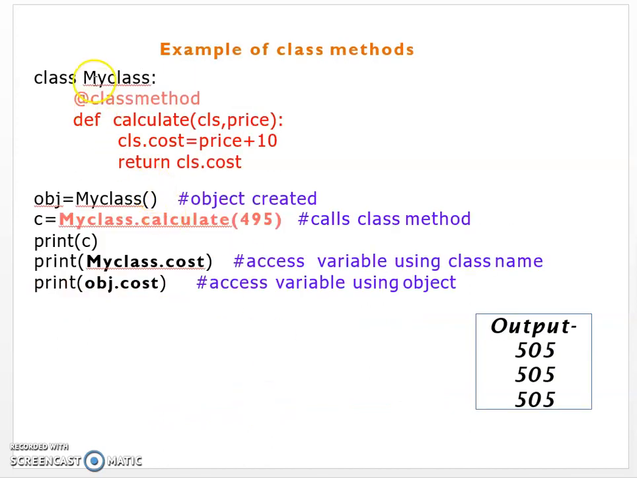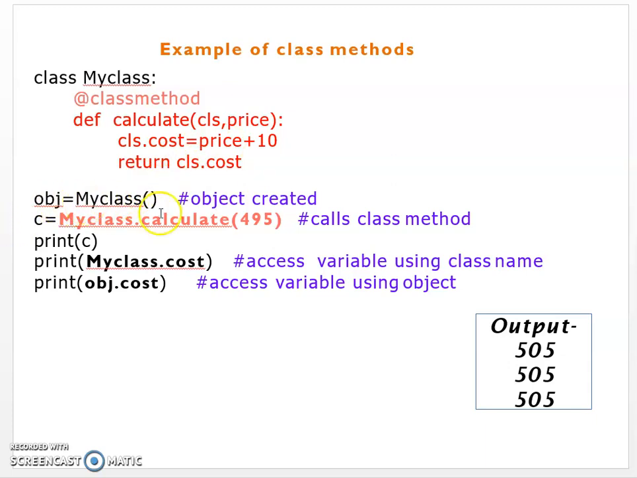So here I have declared MyClass. In that I am going to declare a class method. To declare a class method, we first have to write the class decorator, that is @classmethod. Next, def calculate. Now cls is there, so it is a class method, comma, price. There is one parameter, and I am just performing the calculation of cost. I am adding 10 to the price amount and returning it to the call statement.